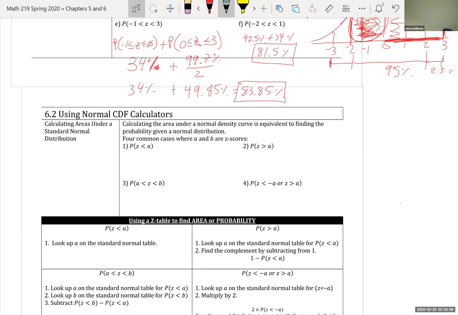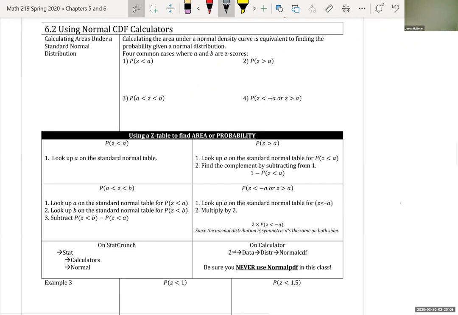Okay, calculating the area, 6.2. Calculating the area under a normal density curve is equivalent to finding the probability given a normal distribution. So four common cases, where A and B are z-scores, are when z is less than A, when z is greater than A, when z is between A and B, and when z is between negative A and A.